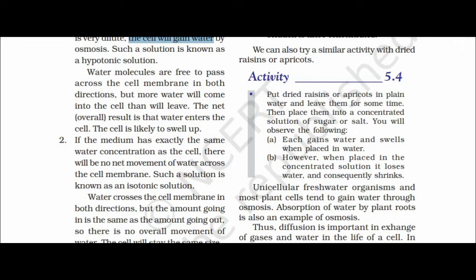If the medium has exactly the same water concentration as the cell, meaning the area outside the cell, the medium in which the cell is placed, has the same water concentration as the cell, there will be no net movement of water across the cell membrane. Such a solution is known as an isotonic solution. In an isotonic solution, water does not enter the cell and does not exit the cell. Everything remains as it is.